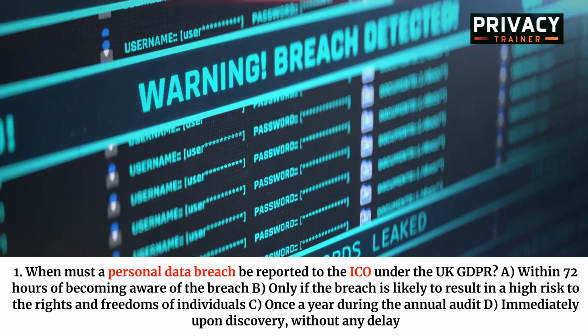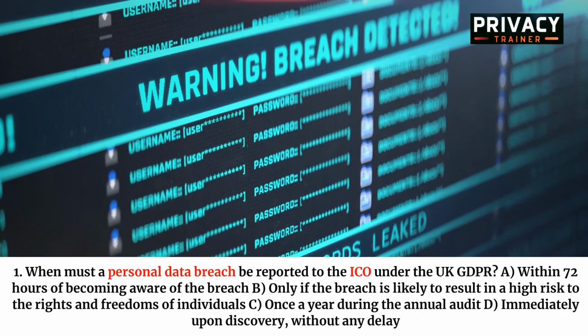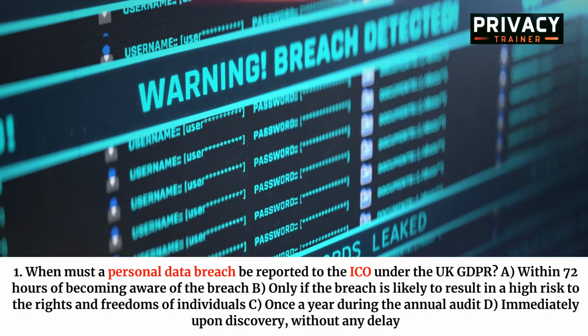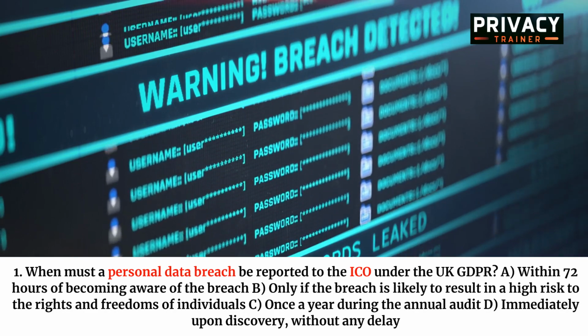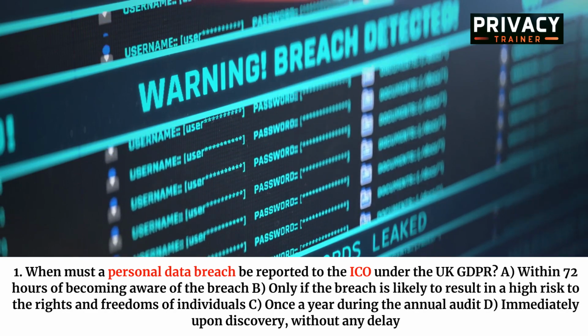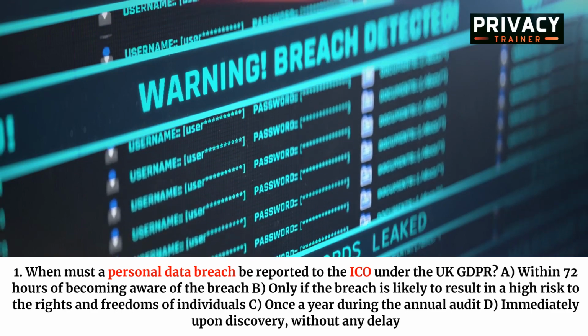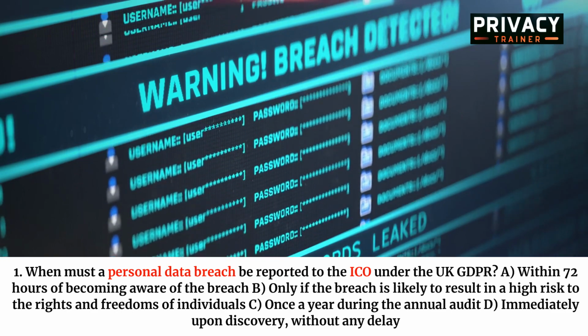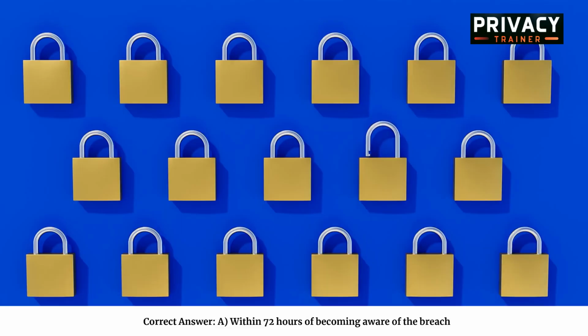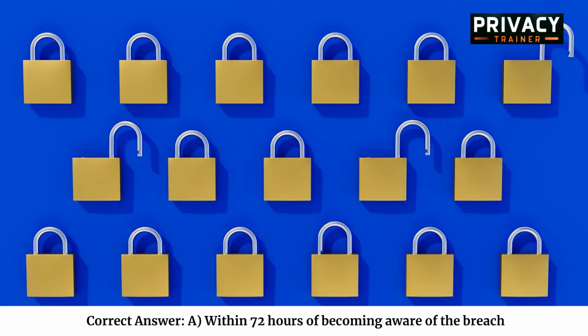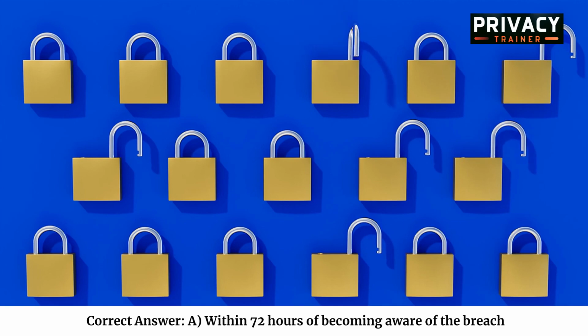1. When must a personal data breach be reported to the ICO under the UK GDPR? A. Within 72 hours of becoming aware of the breach. B. Only if the breach is likely to result in a high risk to the rights and freedoms of individuals. C. Once a year during the annual audit. D. Immediately upon discovery, without any delay. Correct answer. A. Within 72 hours of becoming aware of the breach.